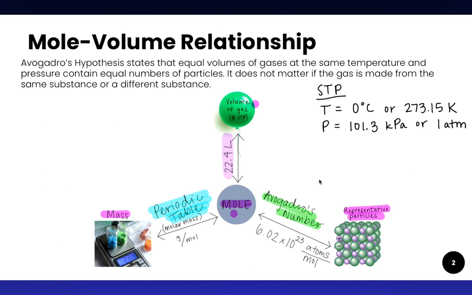Okay, so Avogadro's hypothesis between the mole volume relationship states that equal volumes of gases at the same temperature and pressure contain equal numbers of particles. And it does not matter if the gas is made from the same substance or different substances. So the value you need to write down and remember for these calculations is 22.4 liters. So if you have 1 mole of gas at standard temperature and pressure, it should occupy 22.4 liters.